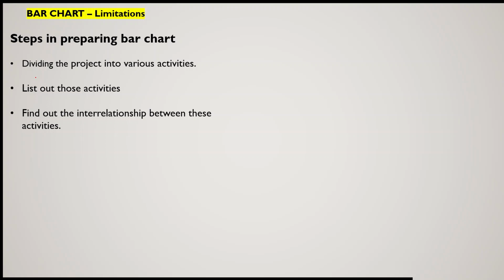Then we will find out the interrelationship between them. That means what is the relation between activity 1, activity 2, activity 3, etc. Whether they are independent activities or whether they are dependent activities, so that we will be framing out. Then we will be arranging the activities in a systematic way so that we can organize them into a bar chart.